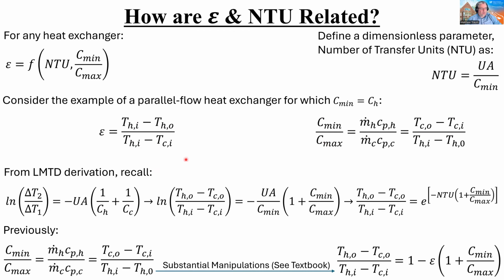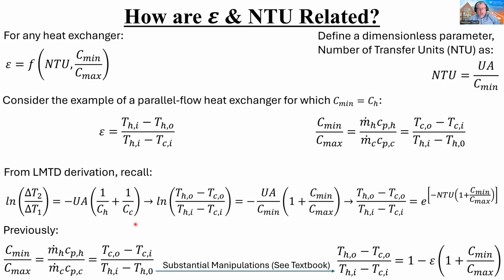The way that we do that is to go back into LMTD and remember this expression, which is that the natural log of the temperature difference for stream 2 divided by the temperature difference for stream 1 is equal to minus UA, the heat exchanger parameter, multiplied by 1 over CH plus 1 over CC, the thermal capacity of the hot stream and the thermal capacity of the cold stream.